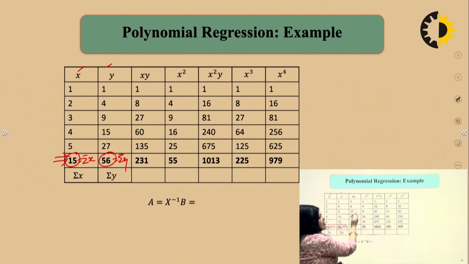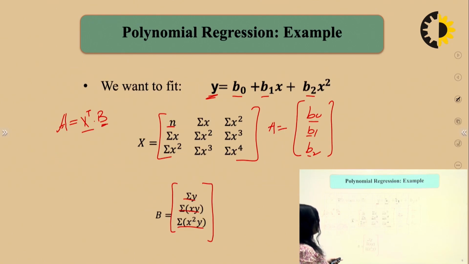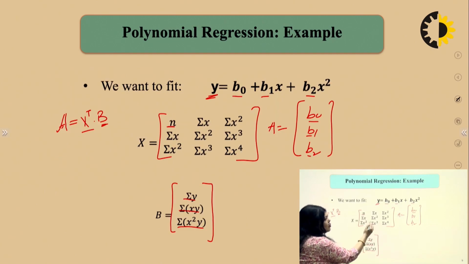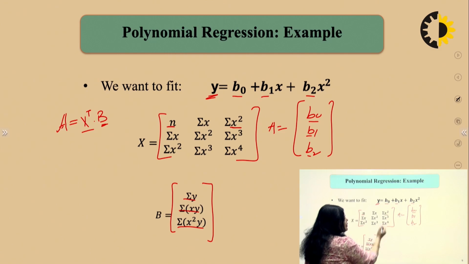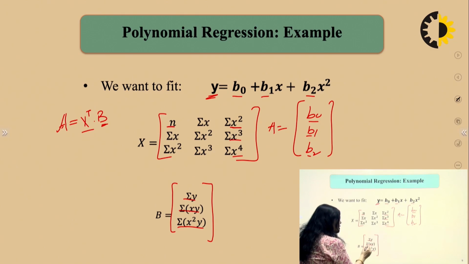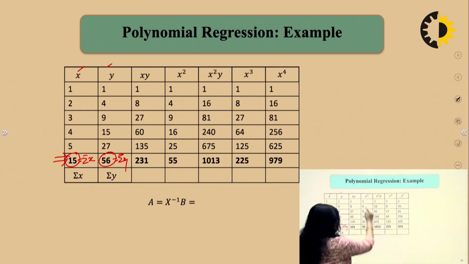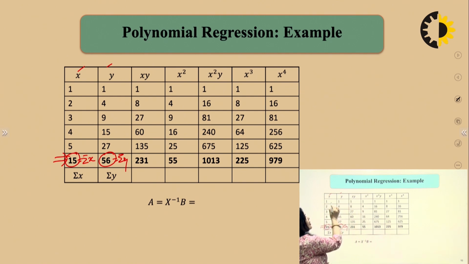Now we have created more columns so that we can find all these values from here. What more I need to calculate is x square, x cube, and x raised to the power 4, and then x y and x square y. We have created these many columns here. For example, xy we have calculated by multiplying these two columns, and then finally we have summed it. So this is the summation of xy at the end of this column.